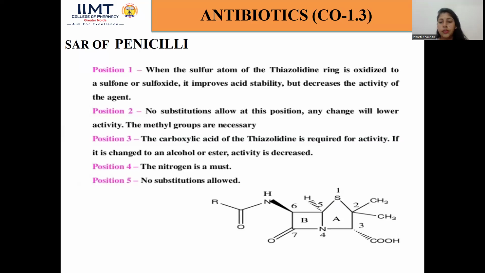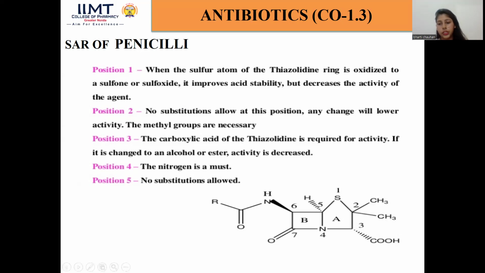Here in position 1, we can see it's sulfur. When we do the oxidation of the sulfur, it forms sulfur oxide. But what happens here is it decreases the activity of the enzyme. So we cannot do the oxidation of this compound. It is good as it is now. At position 2, there is a dimethyl group. When we do another substitution or replace this dimethyl, the activity will be low.